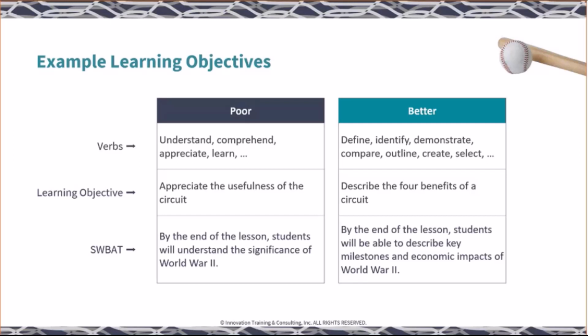Okay? And the learning objective, it's poor to say "appreciate the usefulness of a circuit," whereas it's better if you talk about describing the 4 benefits of a circuit, right? And then the SWABAT, the students will be able to understand the significance of World War II. Well, we already criticized the word "understand," whereas on the better side, it says we're going to be able to describe key milestones and economic impacts of World War II. So not social, not how much military money was spent, it's more specific to give you an idea of what we're going to cover.